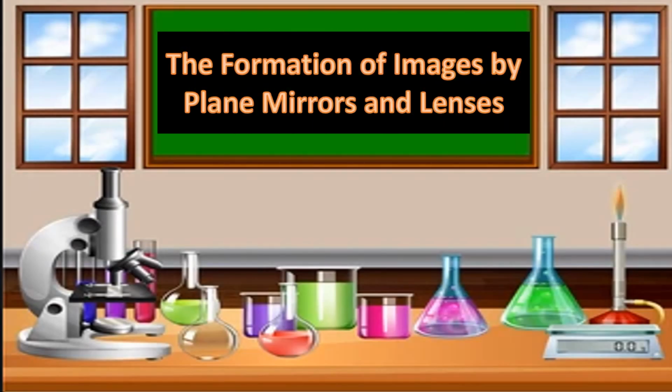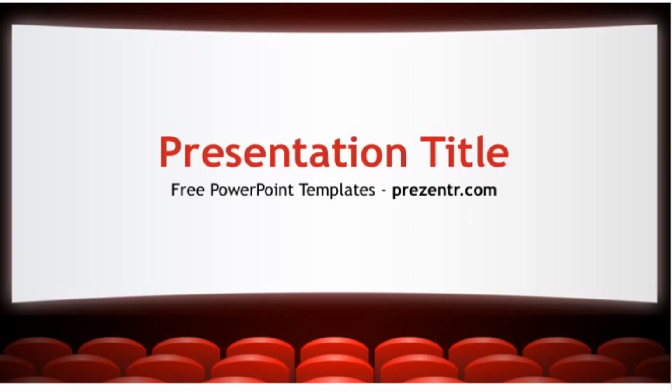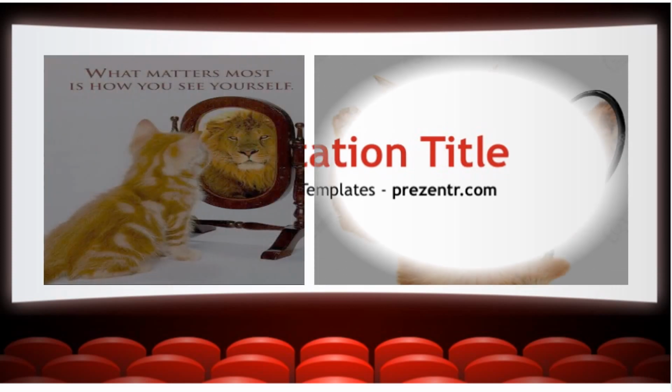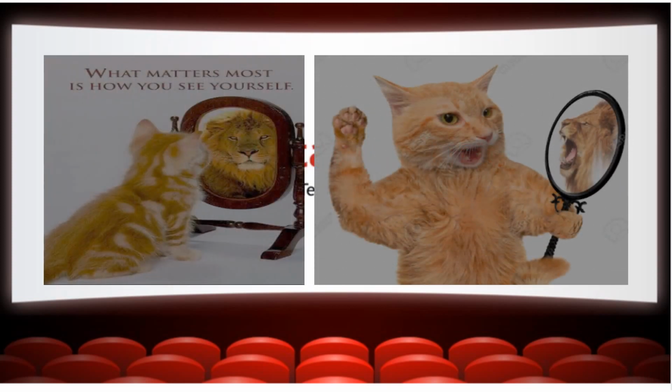Hello everyone! For today's topic, you're going to learn about the formation of images by plane mirrors and lenses. So before we start with our lesson, I would like you to look at these pictures. What can you say about these pictures? Why does the cat look like a lion in the mirror?